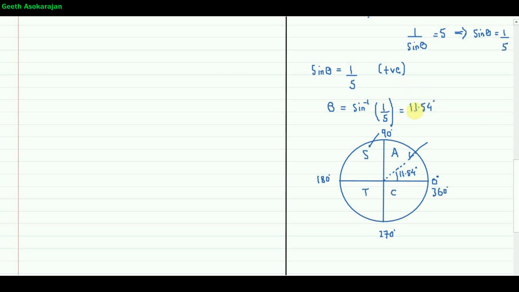And 11.54 degrees in the sine quadrant. So again from the horizontal, this is the line representing 11.54 degrees in that very quadrant.